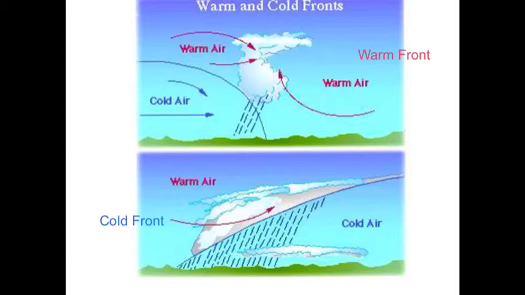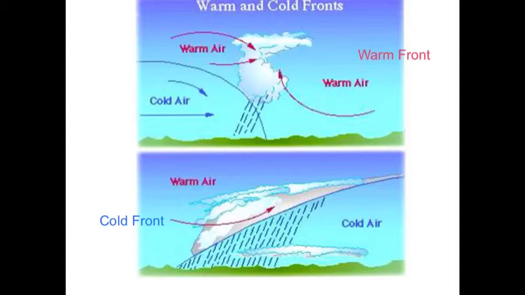A front is a boundary between two air masses. A warm front happens when a warm air mass catches up to a cold air mass. Cirrus clouds form when the lighter, less dense, warm air mass slowly creeps over the cold air mass. It cools and the clouds form.